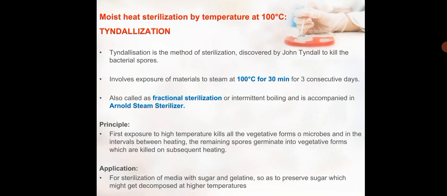First exposure to the high temperature kills all the vegetative forms of the microbes, and in the intervals between heating, the remaining spores germinate into vegetative forms, which are killed on subsequent heating. This method is commonly used for sterilization of media with sugar and gelatin, so as to preserve sugar which might get decomposed at higher temperatures.